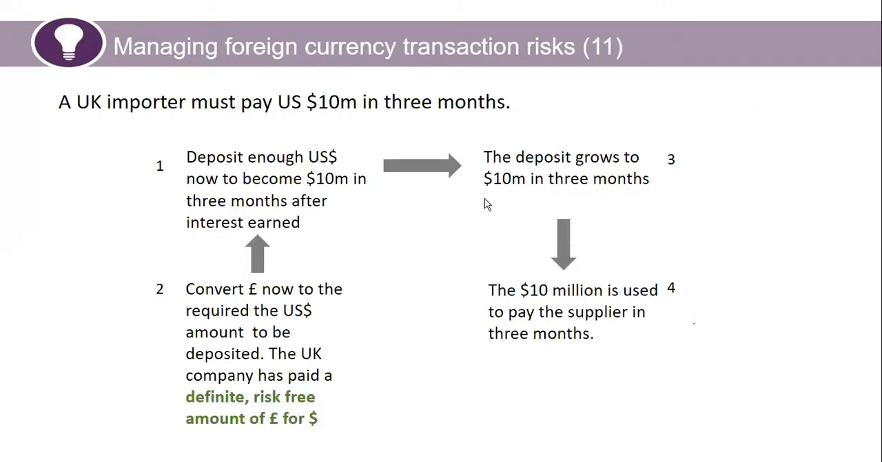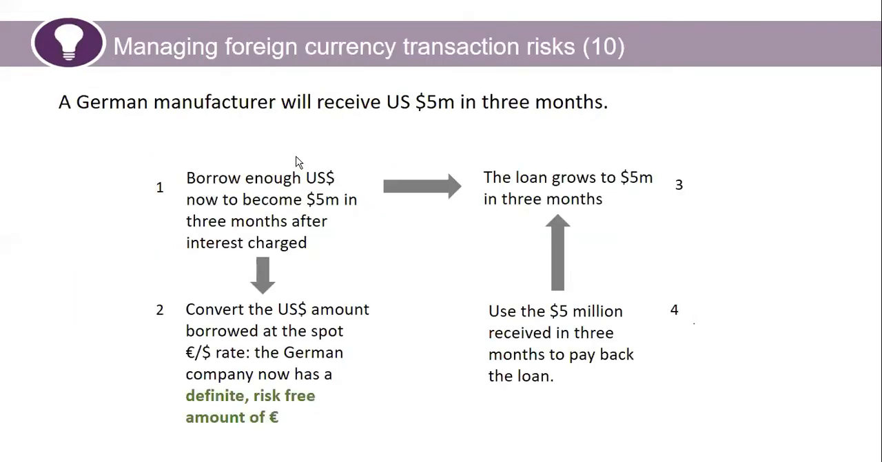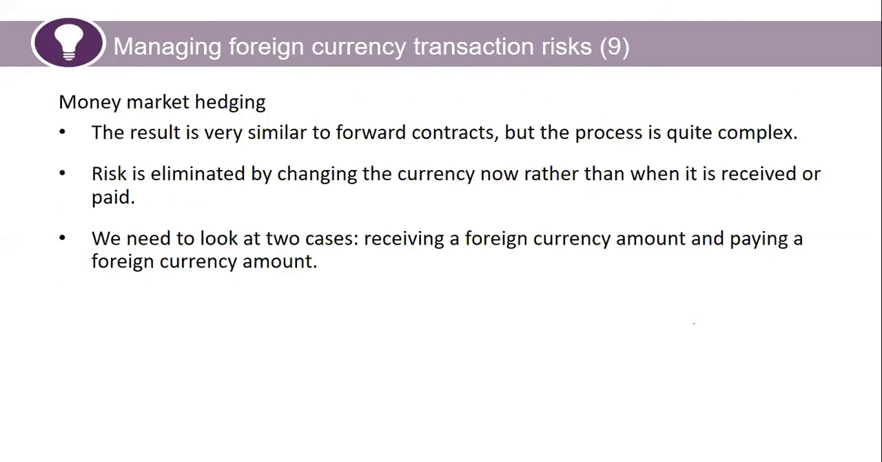So now another question. I told you that we had to do money market hedging for two things. Money market hedging, we had to do it for receiving and for payment. So we just did it when you are receiving foreign currency, or you may have to pay a foreign currency amount.